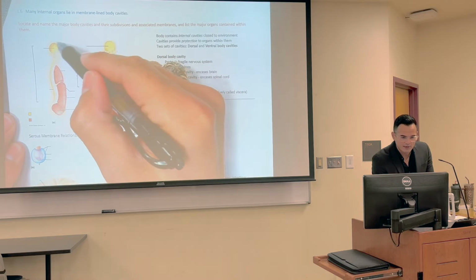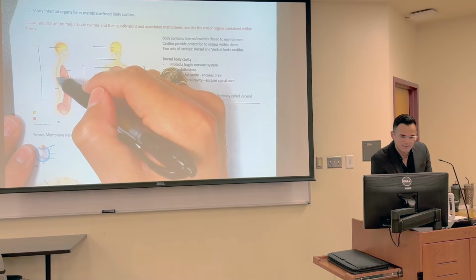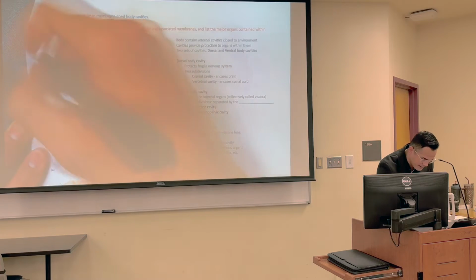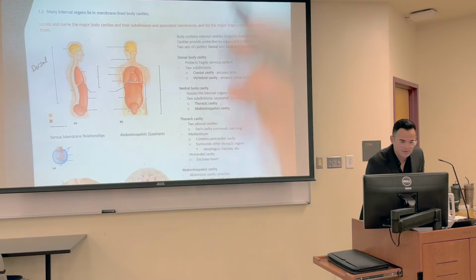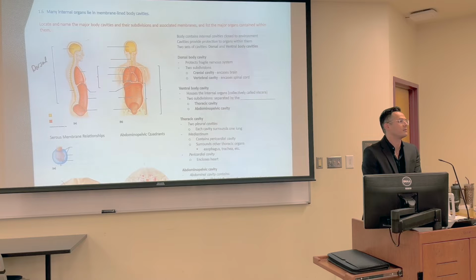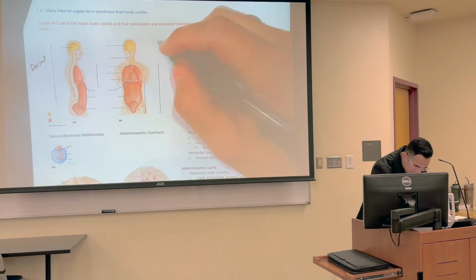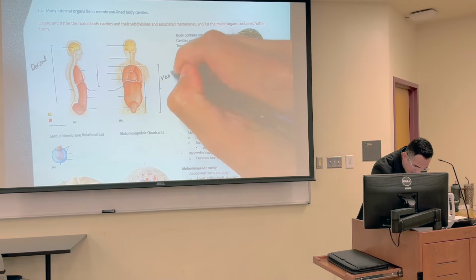We've got the cranial cavity, and then what organ is found within this cavity right here? The spinal cord. This is the dorsal body cavity. What's another term for dorsal? Posterior. Good. What's another term for anterior? Ventral. So this is the ventral body cavity.